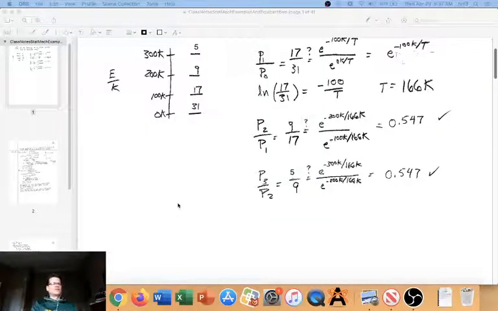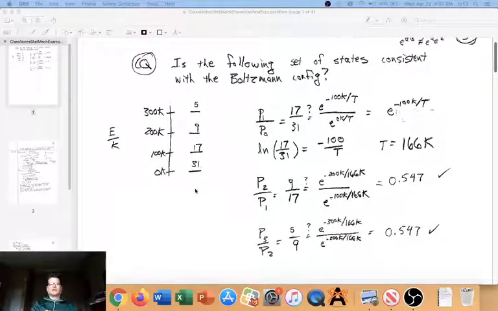So that works out. We would say this distribution is consistent with the Boltzmann configuration at a temperature of 166 Kelvin. And even at 166 Kelvin, you see some of them are up here populating this state that's equivalent to 300 Kelvin. So we do have a skewed distribution.